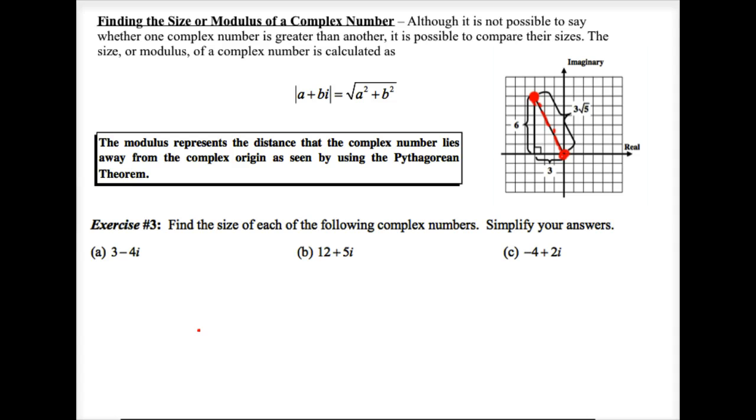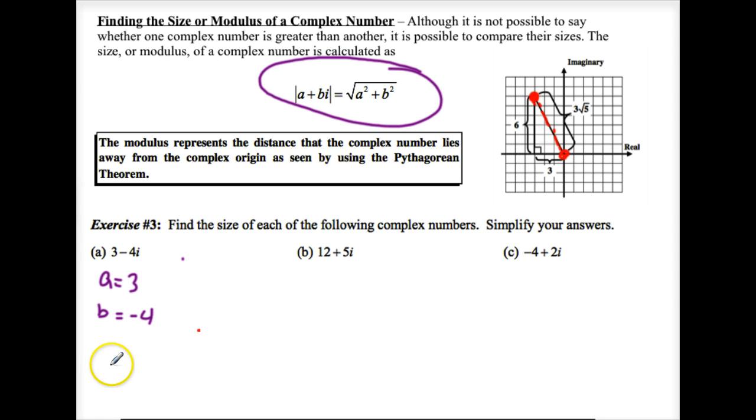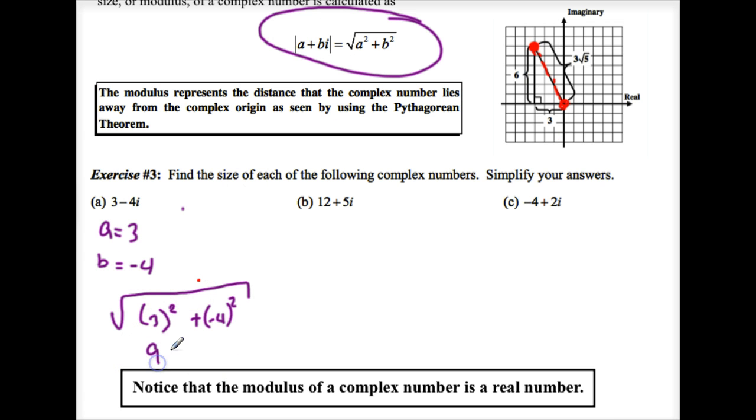So let's look at the first example. It says find the size of each of the following complex numbers. Simplify your answer. So I have to know what's my a and what's my b. My a is 3 and my b is negative 4. I want to use this formula right up here and find the modulus, or the size. This becomes the square root of 3 squared plus negative 4 squared. This works out to be 9 plus 16, which is the square root of 25, which is 5. So the modulus for this complex number, 3 minus 4i, is 5.